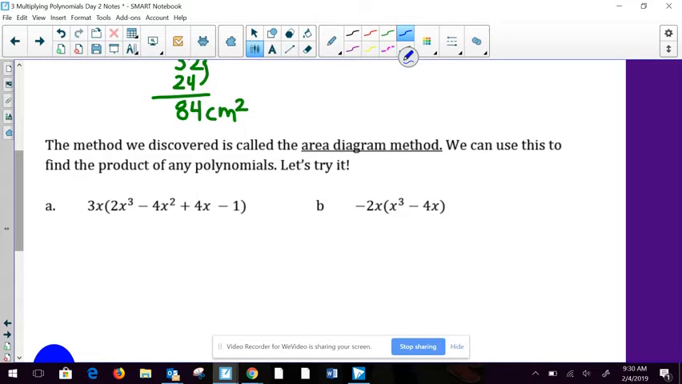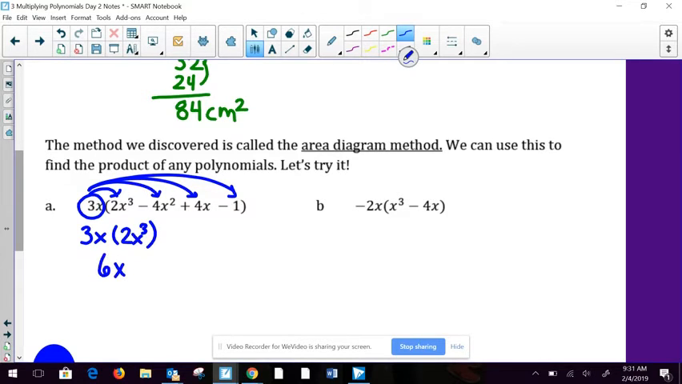So when we look at letter A, we have 3x and we're timesing it times every single thing in the parentheses. So if I look at the 3x, I'm timesing it times 2x to the third. So what's 3x times 2x to the third? Good, 6x to the fourth. Great job adding those exponents.